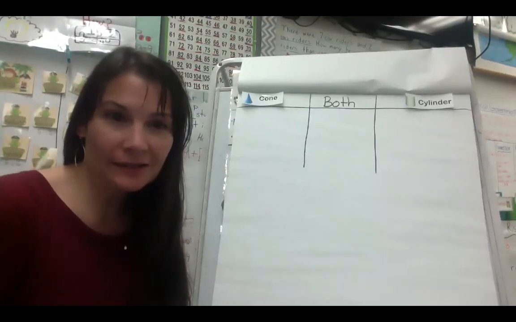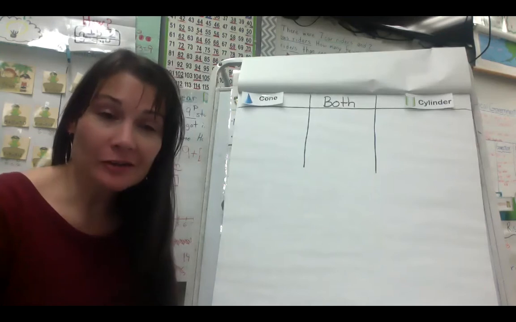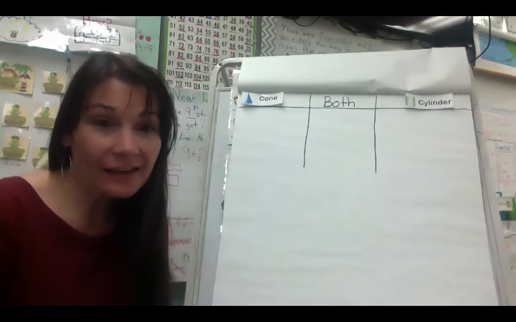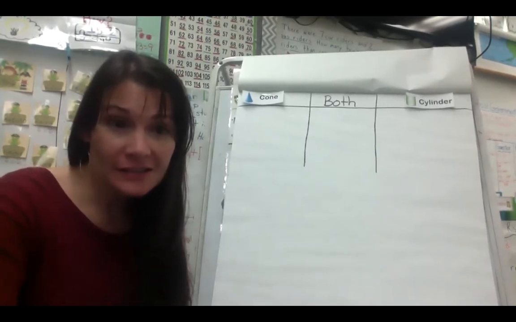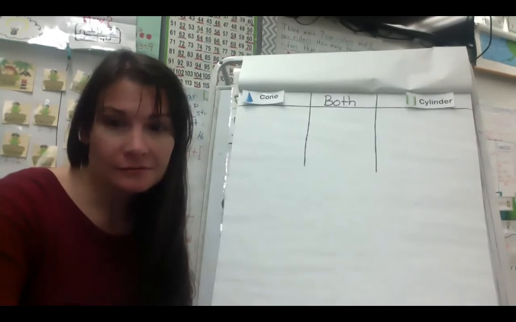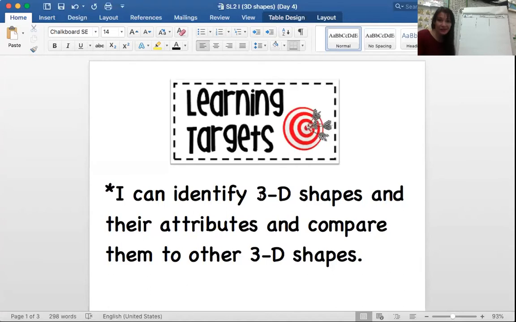Welcome back, everyone. Today we are learning more about our 3D shapes and their attributes. Today, our learning target is: I can identify 3D shapes and their attributes and compare them to other 3D shapes. So we're going to think about our 3D shapes and their attributes and compare them to one another.